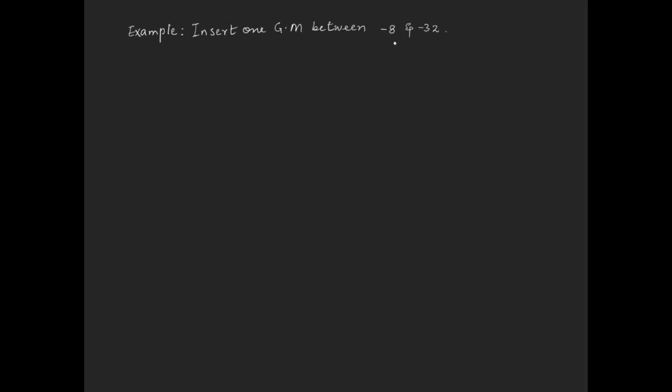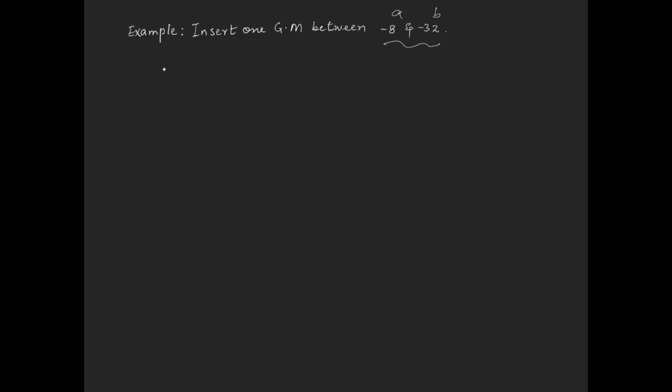But one point is important here. A and B, which are given, will either both be positive or both be negative. It is not possible to take A negative and B positive, or A positive and B negative. In that case, the geometric mean cannot be calculated. For example, take A and B both negative. This is correct. So you can take both A and B positive, or both A and B negative, but you cannot take one positive and the other negative.